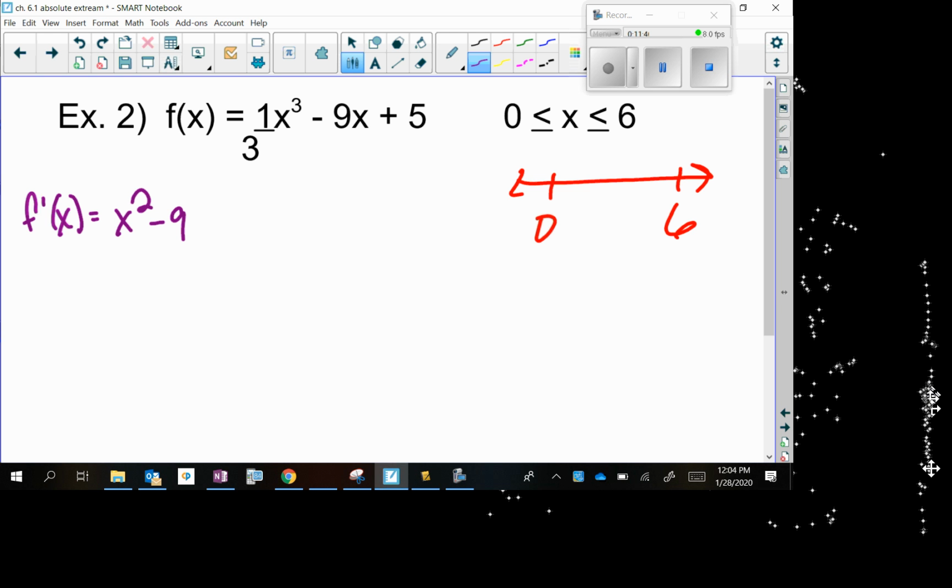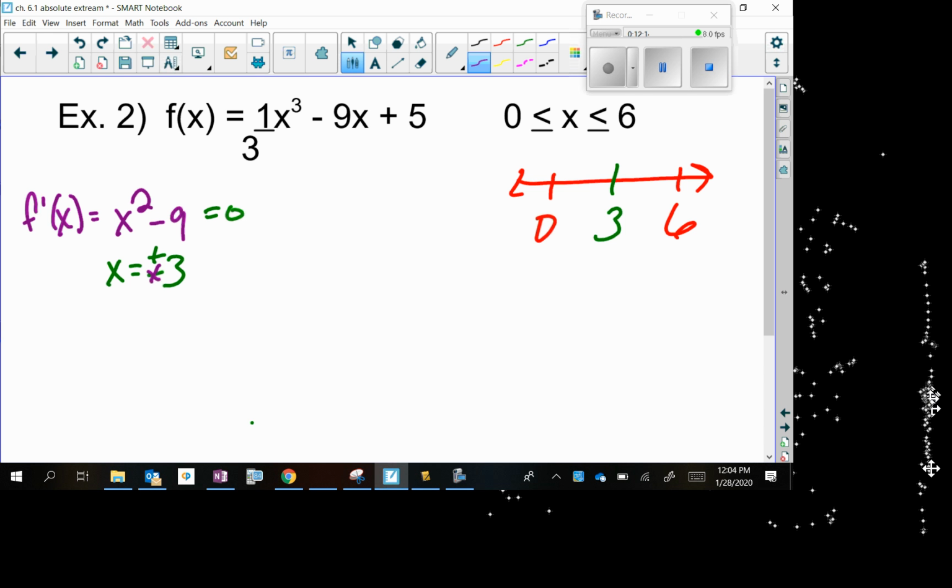Everybody agree with that? And then we set it equal to 0, and we get x equals what? Plus or minus 3. Does that make sense? So which one are we worried about? Positive 3, right? That's the good part about this. We don't care about negative 3.